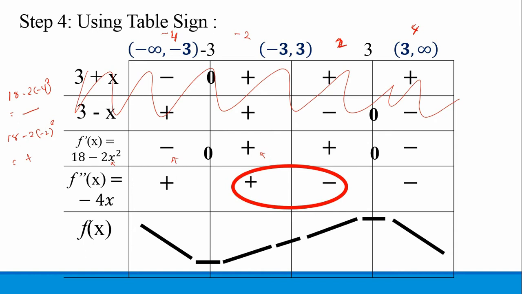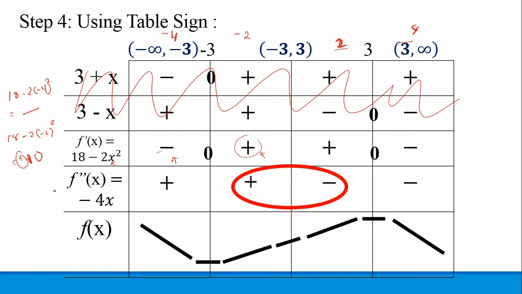Okay, negative 2, 2 to the power of 2, you will get that the value is actually 10. In this case, you get 10. Since 10 is positive, I put positive. Do the same thing for 2 and 4. For the first derivative, you get negative, positive, positive, negative.